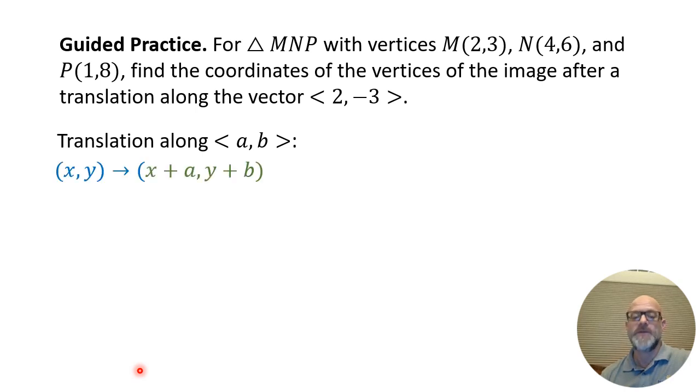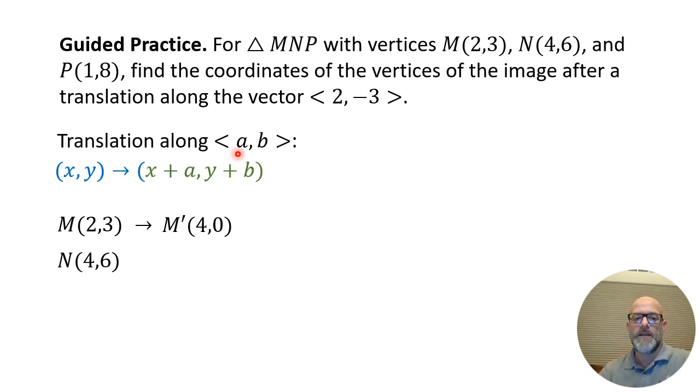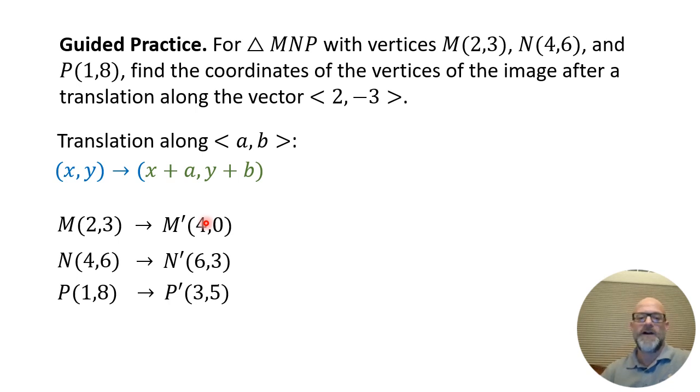XY maps to X plus A, Y plus B. All you have to do is add the components of the translation vector to the original ordered pair, and you get the new ordered pair. All right, so 2, 3, add 2, subtract 3, you should get 4, 0. Add 2, add negative 3, you should get 6, 3. And then 1, 8 will map to 3, 5. Notice the names. M matches to M prime, N to N prime, P to P prime.